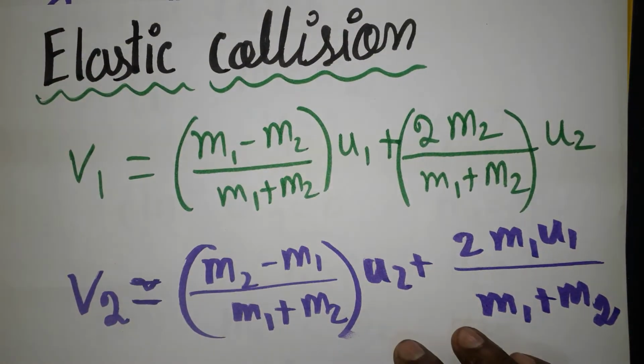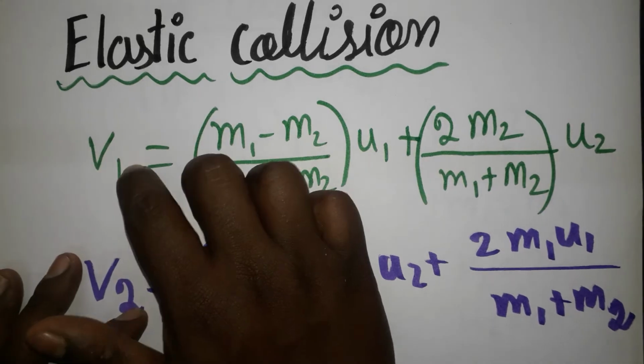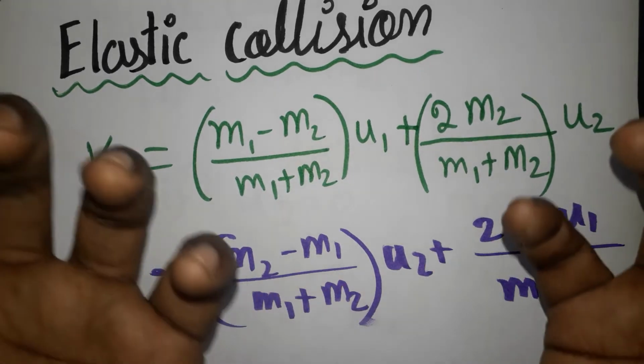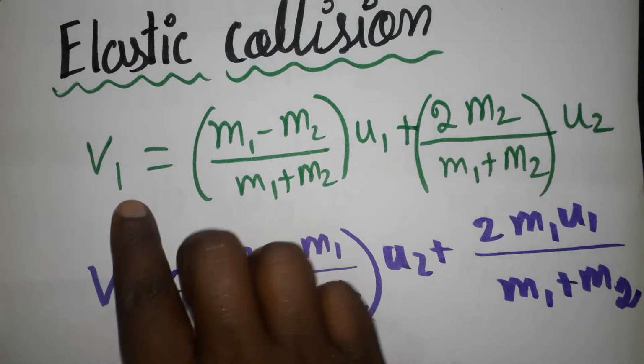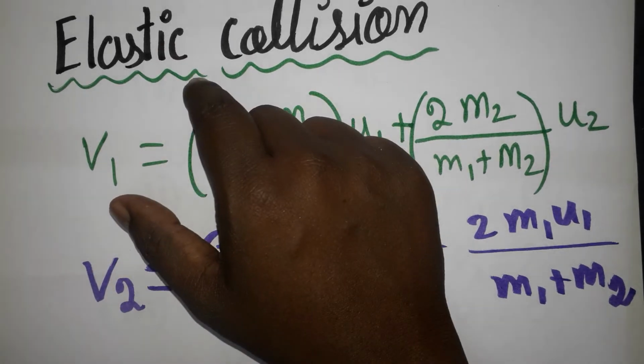Students, today we are going to learn how to derive the elastic collision equations, the final velocity of object 1 and the final velocity of object 2. When the two objects collide, they go back with a final velocity. We are going to learn the equation for object 1 and object 2 in an elastic collision.